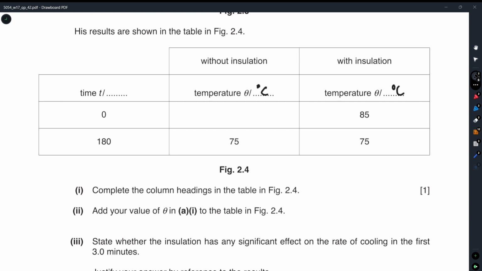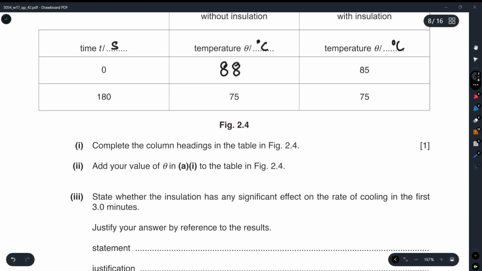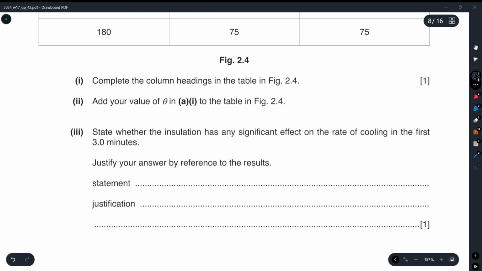Add. Time also is there. Sorry, my bad. Add a value of theta, so that's going to be 88 degrees. Add a value of theta in A1 that we did. State whether the insulation has any significant effect on the rate of cooling for the first 3 minutes. So we are going to say yes.